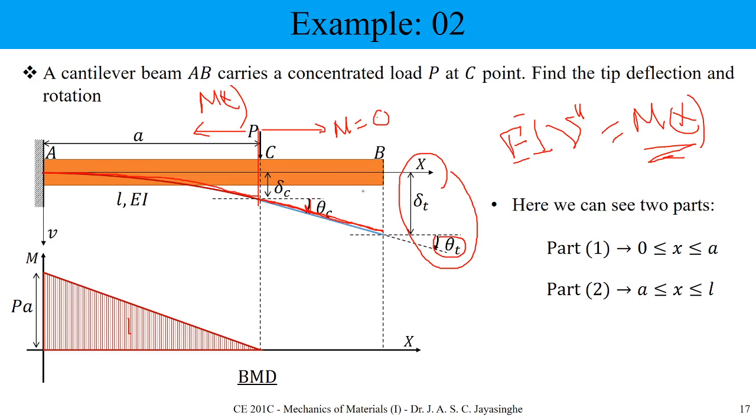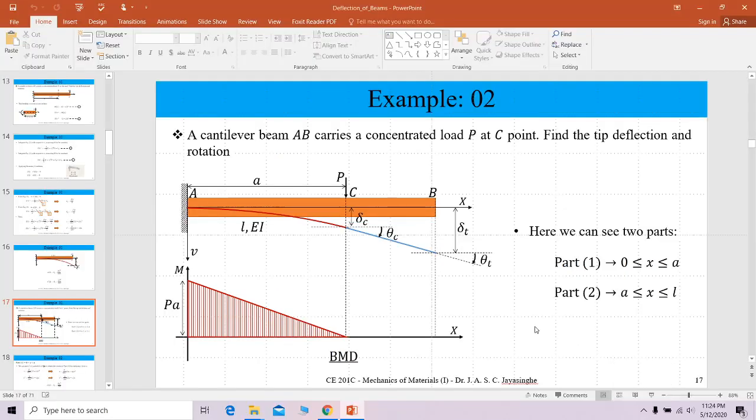And if we need to find the tip deflection, simply you can think about geometric relations. So you know this is theta, delta c, and delta t is going to equal delta c plus, you can use this arrangement, tan theta c into this distance. This distance is L minus a. Tan theta again is equal to theta.